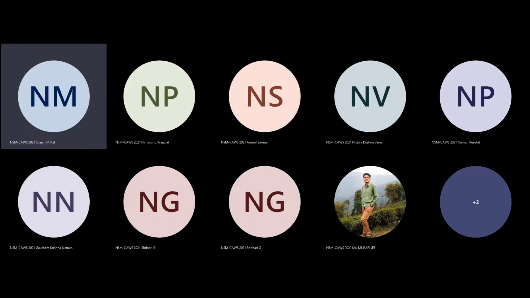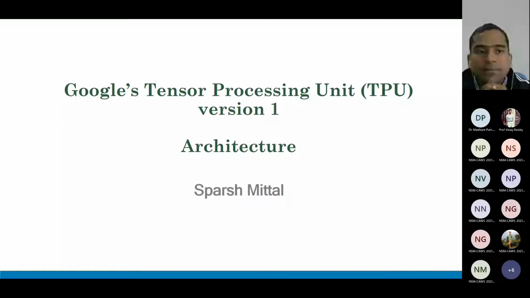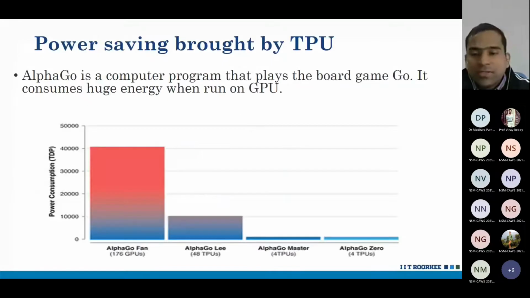Now let us discuss the architecture of TPU version 1. Just to motivate why we are studying TPUs: you must have heard of AlphaGo, the famous computer program that played the board game Go against Lee Sedol. It consumed huge energy when it was run on GPU, but when they moved it to TPU, the power consumption reduced drastically.